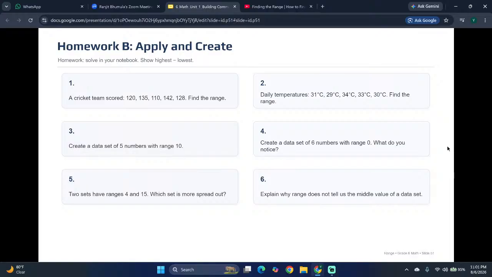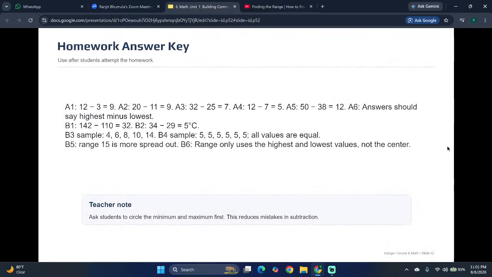Okay, moving on to the answers. Homework answer key, use after students attempt the homework. Teachers always use this. First off, teacher's note: ask the students to circle the minimum and maximum first. This reduces mistakes in subtraction. So please ask students to do that.